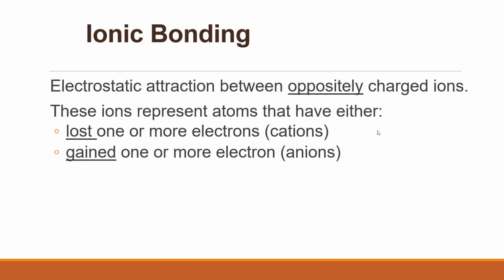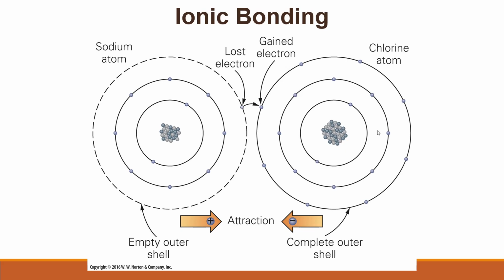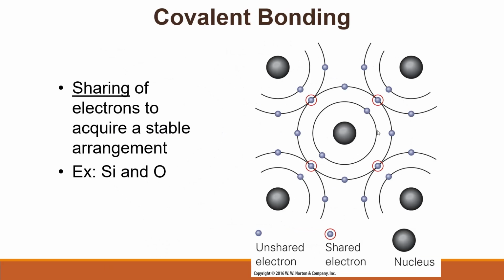So again, ionic bonding is where we have electrostatic attraction between oppositely charged ions. These have either lost electrons, so those are the cations, or gained electrons, which are the anions. And again, this is how this happens. We're actually exchanging an electron. Covalent bonds is where we're sharing electrons in order to acquire a stable arrangement.